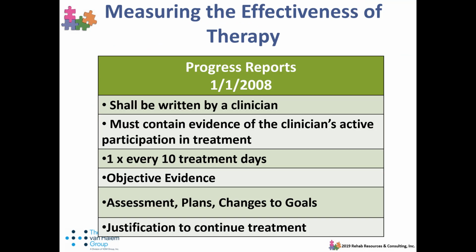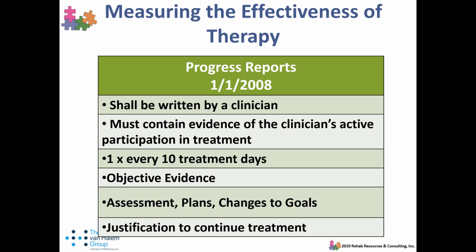Medicare guidelines since 2008 have set out the minimal requirements for a progress report. They must be written by a clinician, and the clinician is defined as a PT, OT, or SLP. In other words, not a PTA or an OTA. It must contain evidence of the clinician's, the PT or OT, active participation in treatment. That means there must be evidence that the PT or OT or SLP treated the patient for at least one billable unit on the day the progress report was completed.